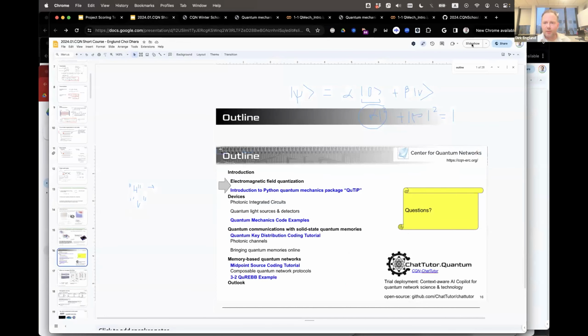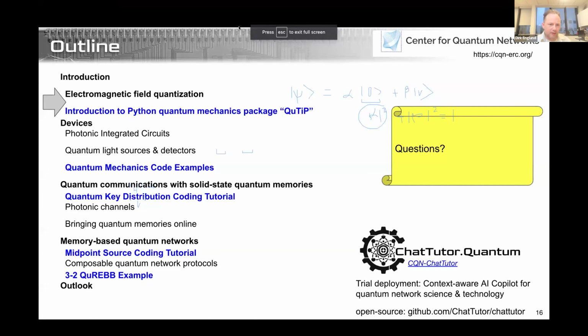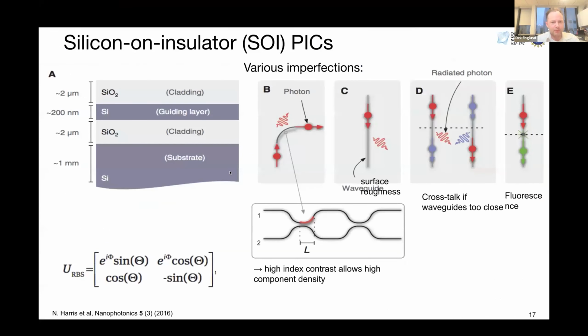Now, I want to just talk a bit about how we can physically realize the encoding in practice. So far, we've just looked at examples of an optical field in vacuum and so forth. That's not really realistic. If we want to build practical devices, we have to engineer the physics. And so I'll give you some examples of how you can do that.